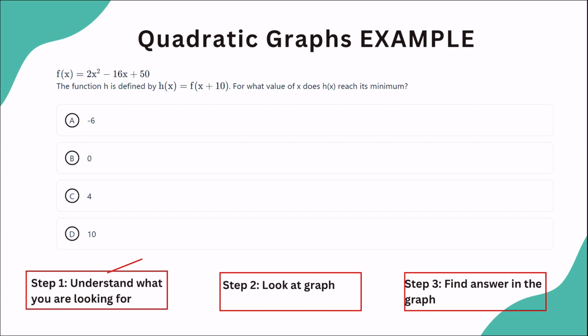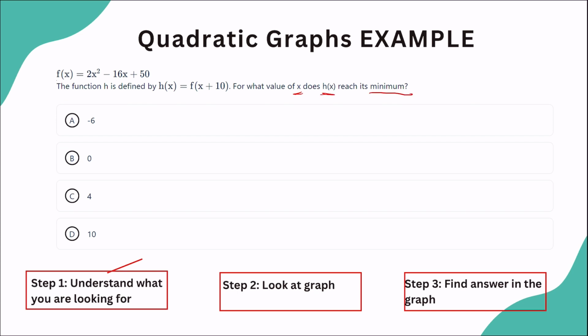So here's an example problem. It says f of x equals 2x squared minus 16x plus 50. The function h is defined by h of x equals f of x plus 10. For what value of x does h of x reach its minimum? So let's understand what we're looking for. Well, we're looking for what value of x does h of x reach its minimum.